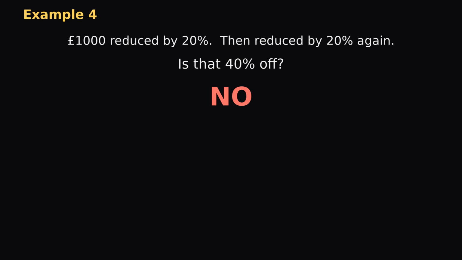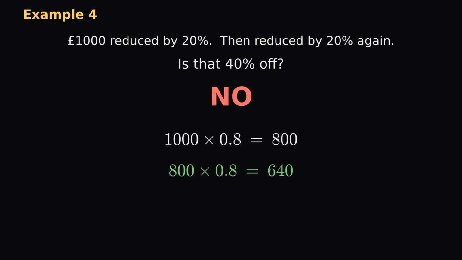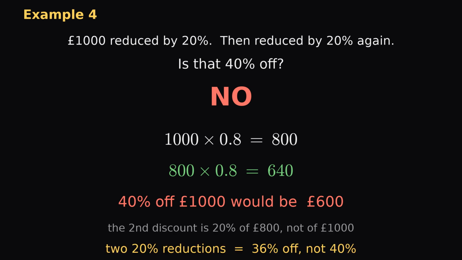1,000 times 0.8 is 800. Then 800 times 0.8 is 640. But 40% off 1,000 would be 600. The reason is that the second discount is 20% of 800, not 20% of 1,000. Two 20% reductions give you a 36% reduction, not 40.